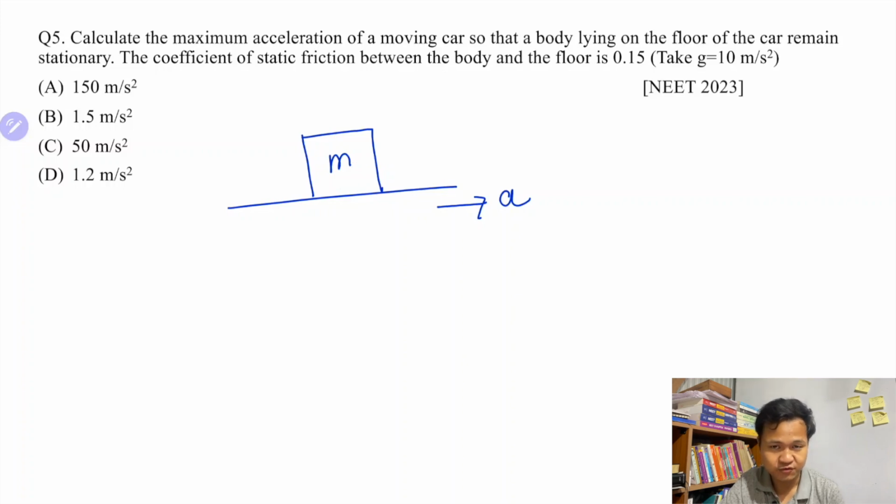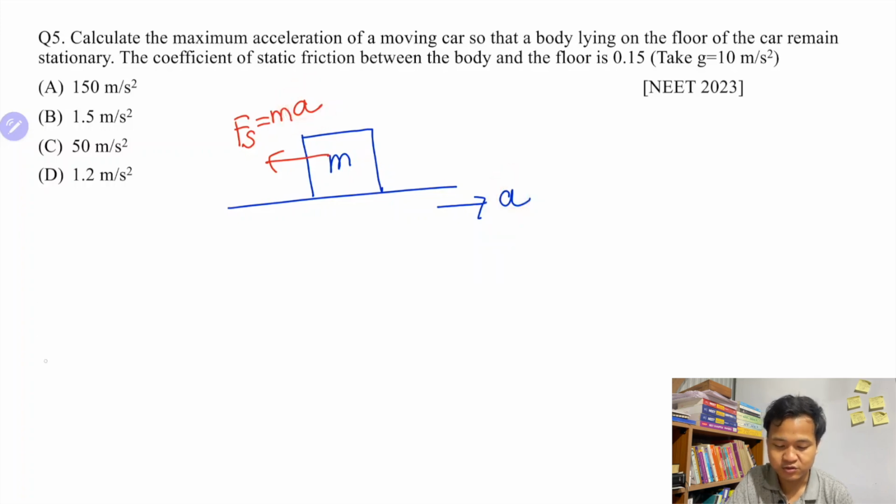So when the car moves forward, a pseudo force is going to act on this block. That pseudo force will act along the left side. The block will be pushed towards the back side. The pseudo force is mass into acceleration, with the same acceleration.